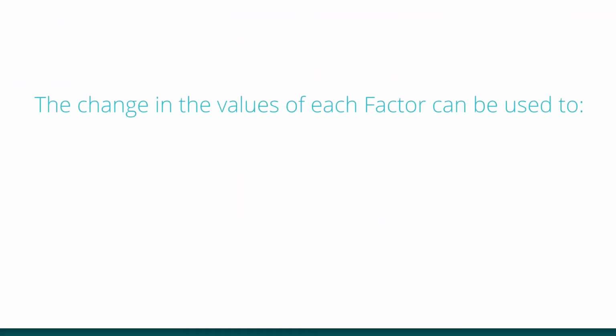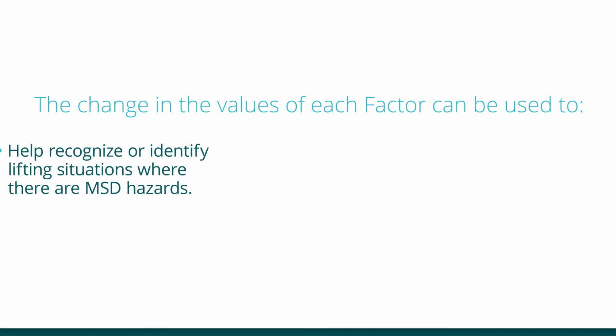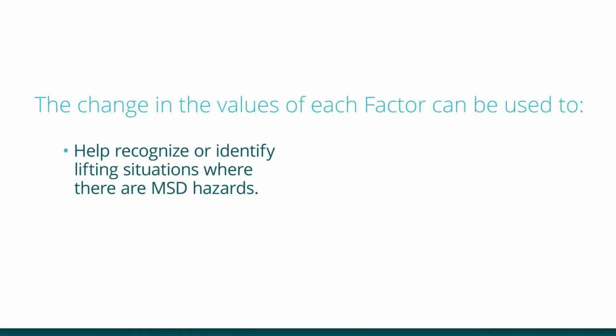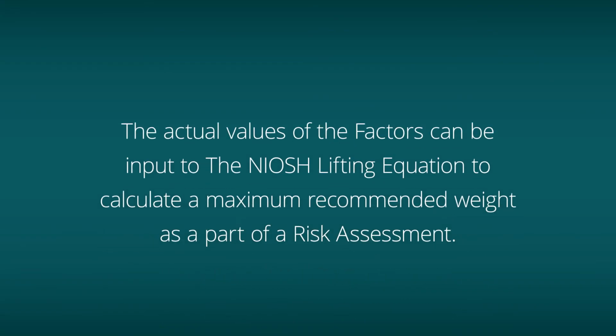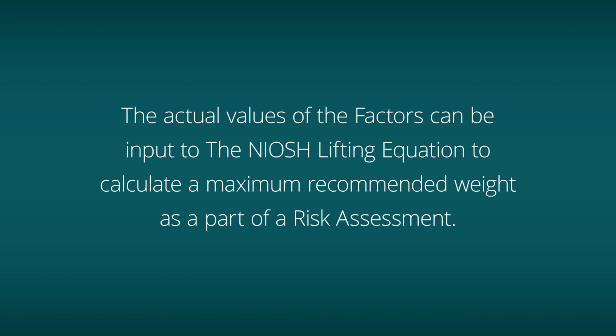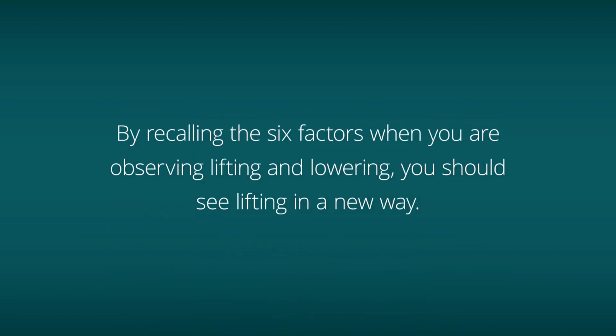We have just seen how each of the 6 factors can reduce the maximum recommended weight lifted. The change in the values of each factor can be used to help recognize or identify lifting situations where there are MSD hazards, help predict the effect of changing the lifting situation by looking at how much each factor is improved. The actual values of the factors can be input to the Niosh lifting equation to calculate a maximum recommended weight as a part of a risk assessment. By recalling the 6 factors, when you are observing lifting and lowering, you should see lifting in a new way.